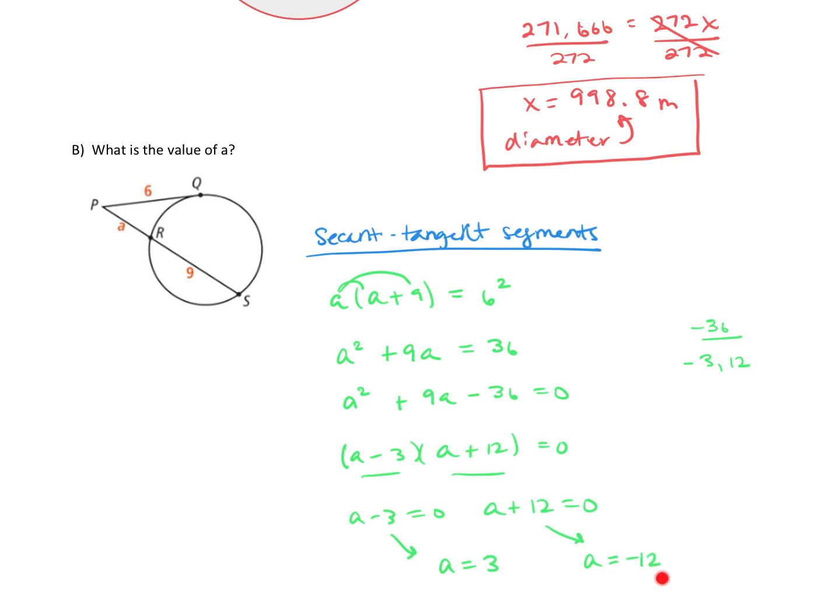So we did get two answers mathematically. When we look back at our picture, we can see that A is representing segment PR. This one's not going to make sense. PR can't be negative 12 units. So in the end, we're only going to have one solution that works in the context of this problem.